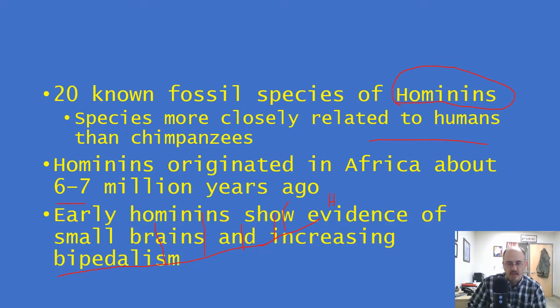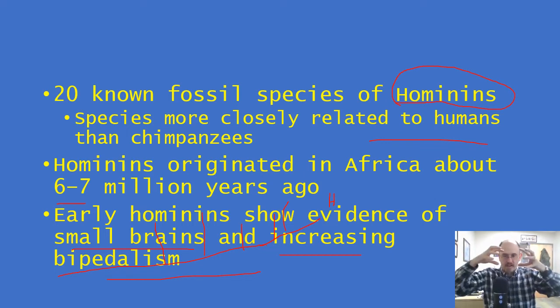And we see an interesting thing, not what we expected to see. We see evidence of small brains at first and increasing bipedalism. Okay, so what we thought we'd find were fossils of humans getting bigger and bigger brains and maybe walking upright, right? But what we see instead is small-brained hominins walking upright, and they still have small brains, but they're walking upright, and then later their brains get bigger.